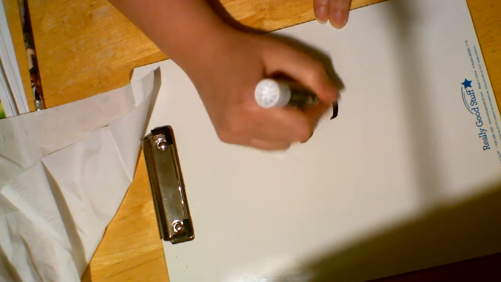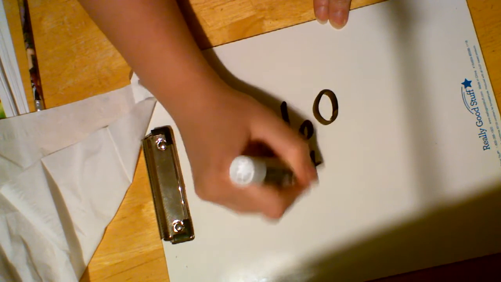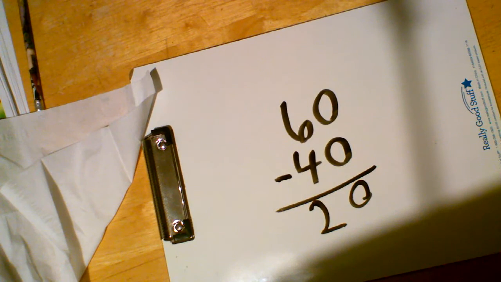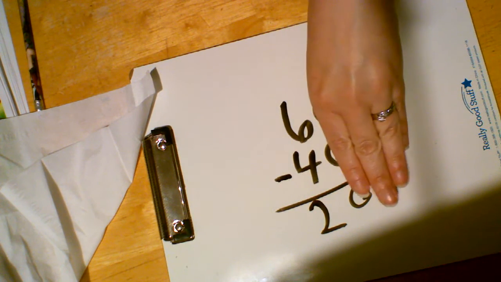Then from those steps, we learned that 60 minus 40: 0 minus 0 is 0, 6 minus 4 is 2. Okay, gives us 20, right? And if you know that 6 minus 4 is 2, that should be fairly simple.